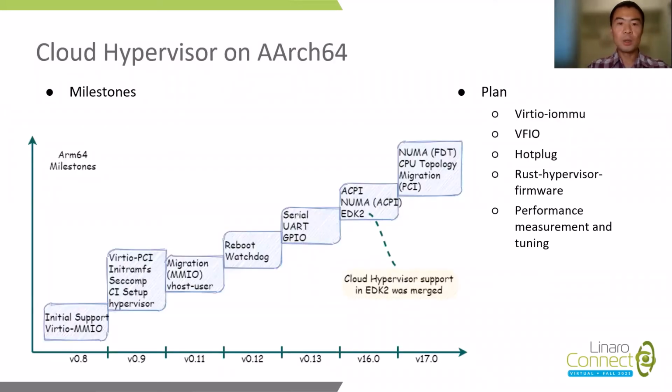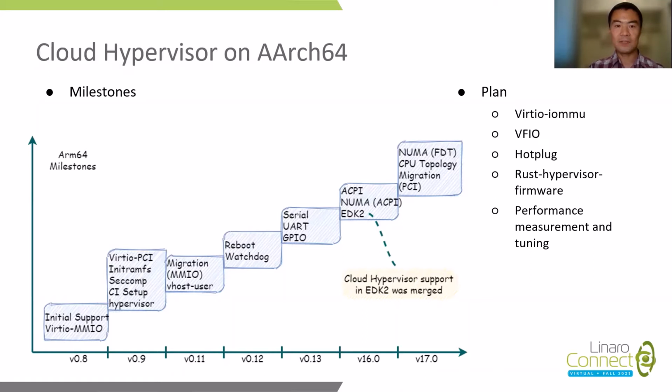This page shows what has been achieved on ARM and our plan for the future. We began to enable Cloud Hypervisor on ARM since release 0.8. At the first version, only MMIO devices were supported. After that, more features were added gradually, like PCI, seccomp, snapshot and restore, and vhost-user. Besides VirtIO, we also implemented all the commonly used legacy devices on ARM, for example, UART and GPIO.